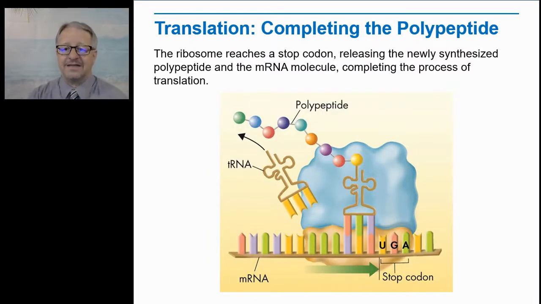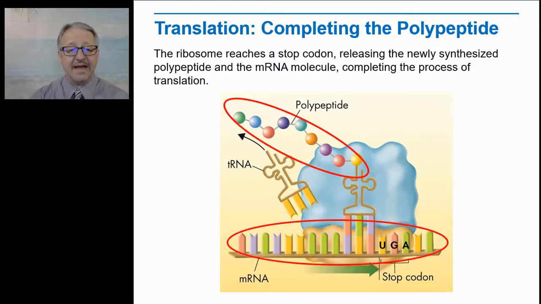So the translation process continues until the ribosome reaches one of those 3 stop codons that we looked at earlier. So we see that there is a stop codon at the end of this mRNA strand in this illustration, a short strand for sure, but you see it right here. UGA is one of those stop codons. So when the ribosome reaches the stop codon, it basically releases both the newly synthesized polypeptide, and it also releases the mRNA molecule, and at that point, the process of translation is complete.